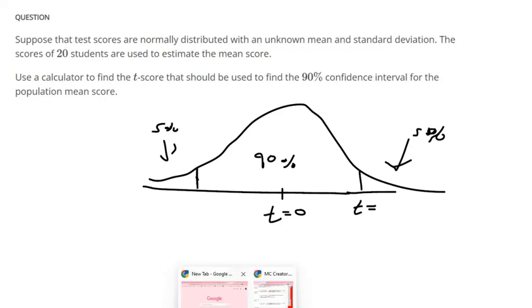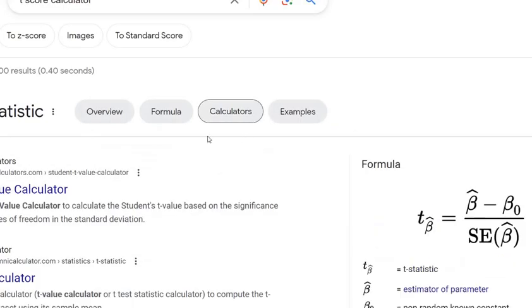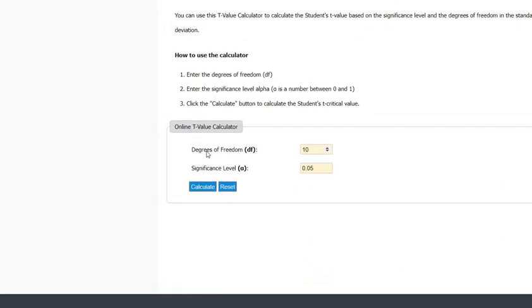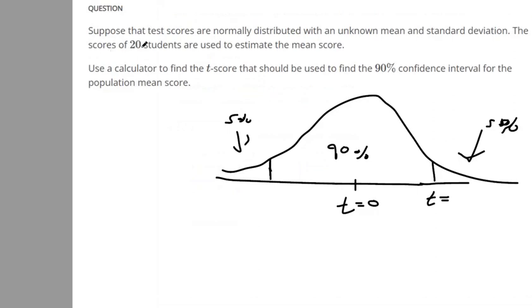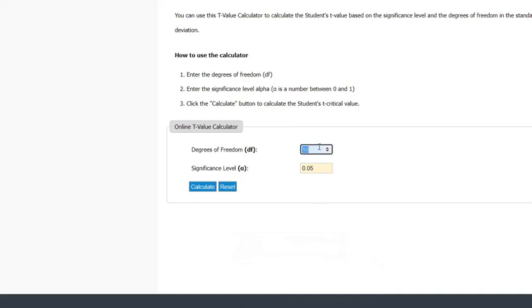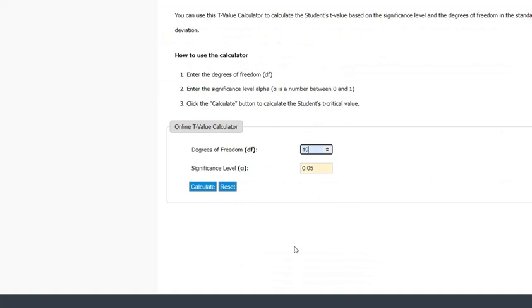So, to use a calculator, you could just go to Google and type in t-score calculator. Let's see what the first one gives us. Yeah, this should be good. 20 students. And so since we just have one parameter, the population mean, the degrees of freedom is always n minus 1. So 20 minus 1 makes 19. And then the significance level, so it's supposed to be a 90% confidence interval. That means we get 5% in each tail, right? So the significance level should be 0.05 because this is like the region in each tail.